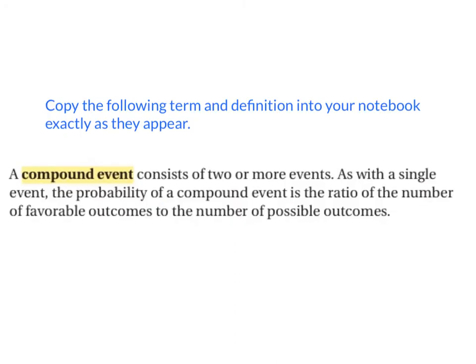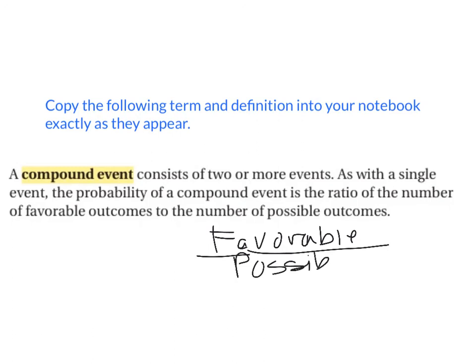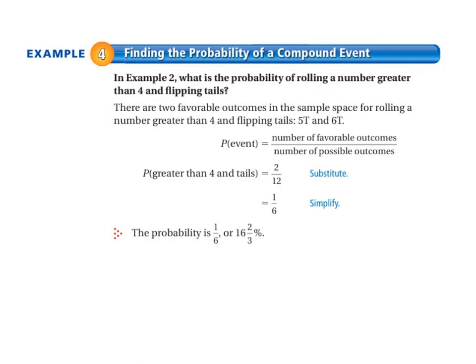So copy this term and definition into your notebook. A compound event consists of two or more events. As with a single event, the probability of a compound event is the ratio of the number of favorable outcomes to the total number of possible outcomes. Favorable over possible. You are familiar with that ratio. So example 4, we are finding the probability of a compound event.